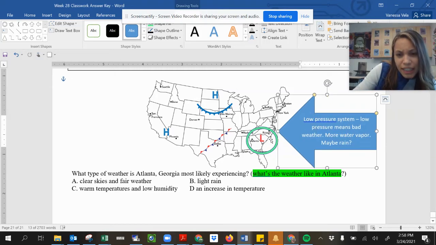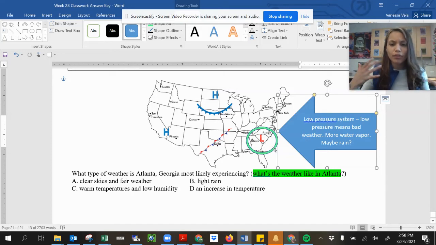We also see that it's at the edge, close to the ocean. Maybe that'll add more water vapor, just things like that. Okay. Now that we've deconstructed this, we've analyzed the graph, we're going to check our answers. All right. Process of elimination and answers.